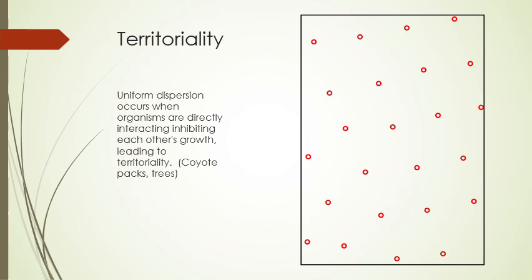You might see territoriality, in which case these organisms are pretty evenly distributed. Oftentimes you see territoriality among predator species, lone predator species. Coyote packs, what you'll see is between one coyote pack and another, there will be an even distance. Sharks tend not to clump into big schools except to mate.